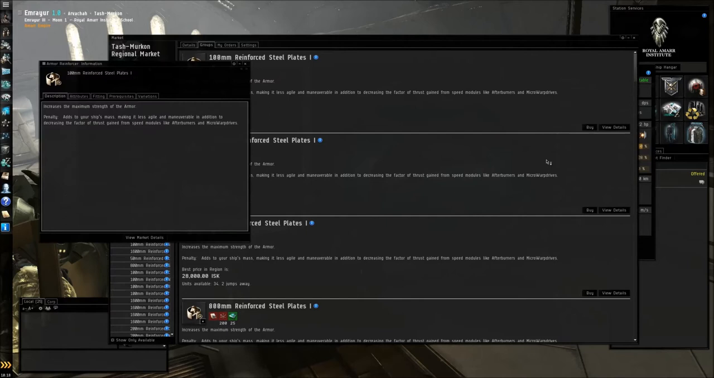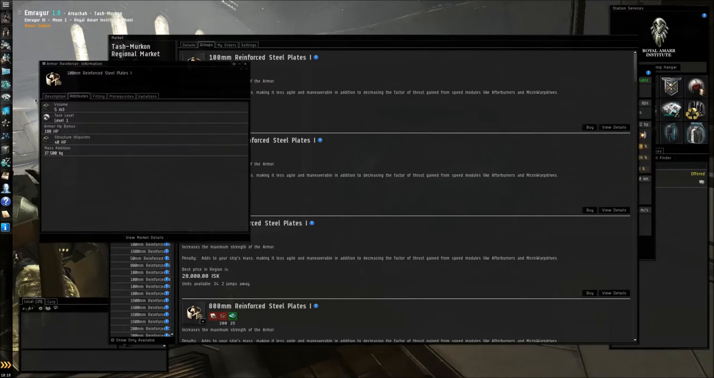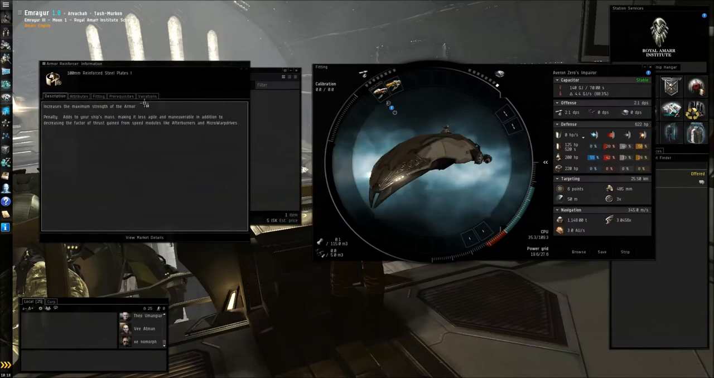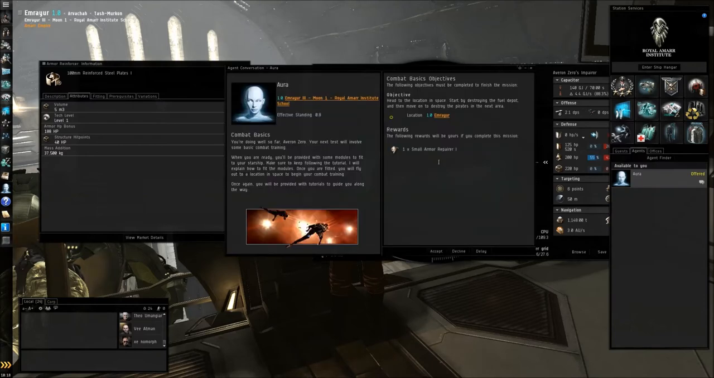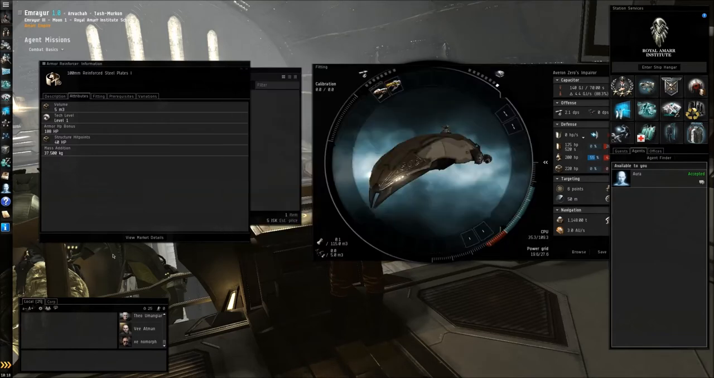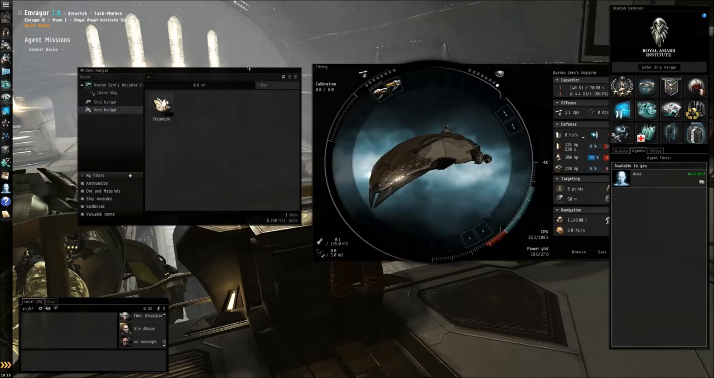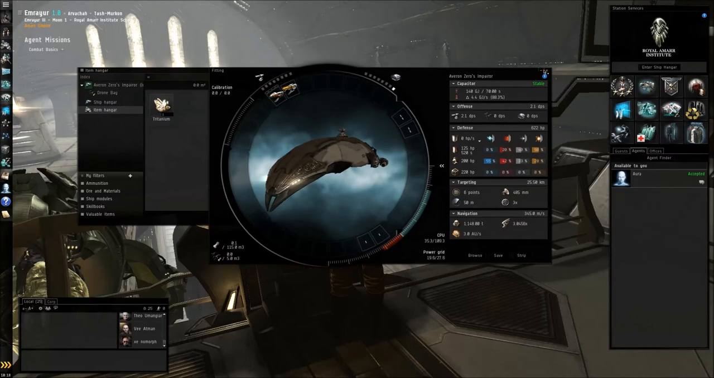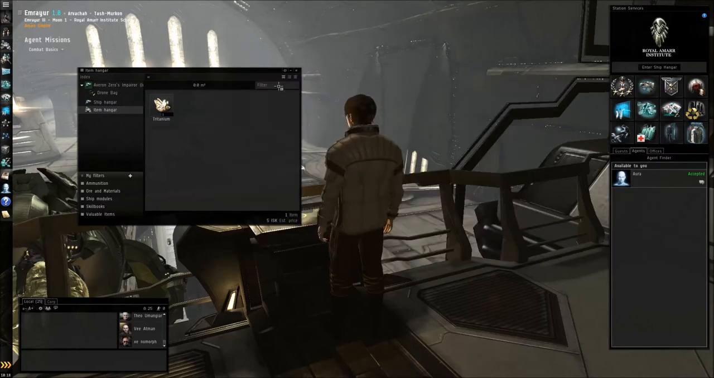So let's just go this way. Excuse me. So this is a reinforced steel plate, and it increases the ship's armor. And I should probably show you that now, because this is a combat mission. Yeah, this is a combat mission. So just quickly do that. But these increase your armor, and this just makes your ship tougher. Means you can take more of a beating before you blow up.